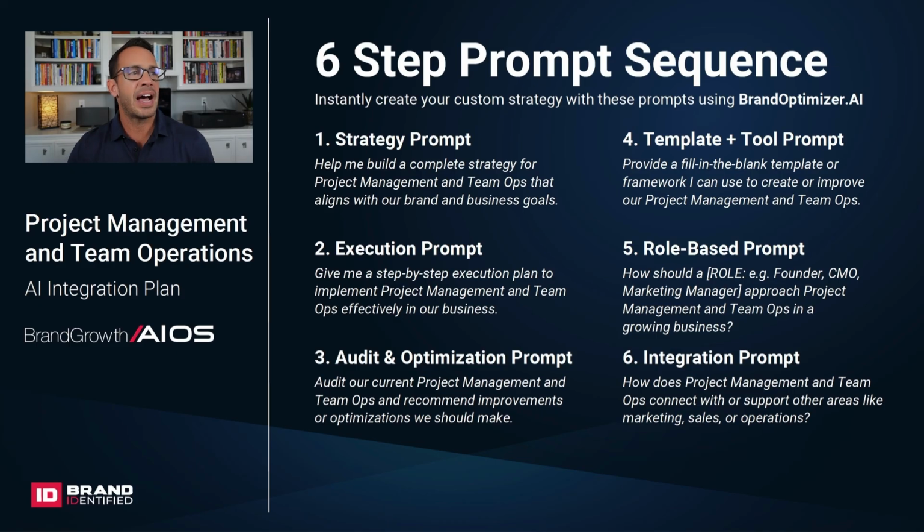So this moves us on to a 6-step AI prompt sequence that I've developed for you to help you instantly create your custom strategy using these prompts over in BrandOptimizer.ai. So the first prompt here, this is your strategy prompt, and that is: help me build a complete strategy for project management and team operations that aligns with our brand and our business goals.